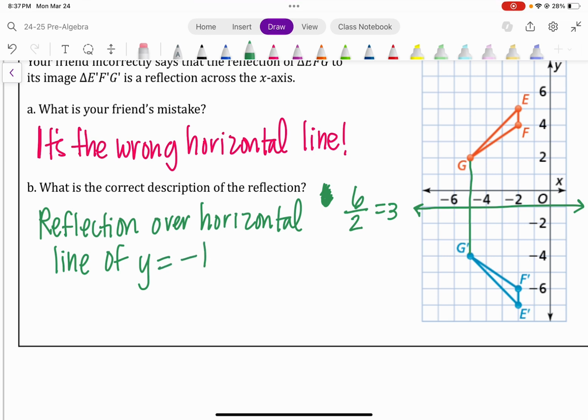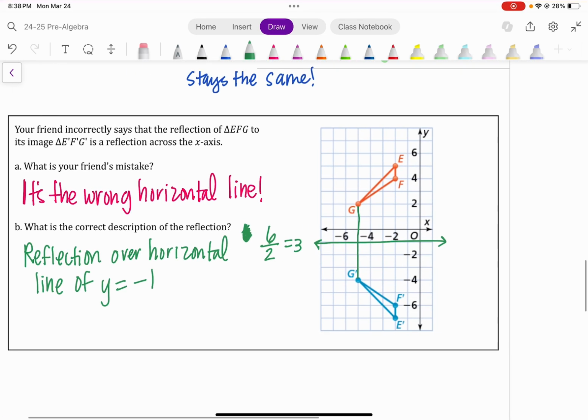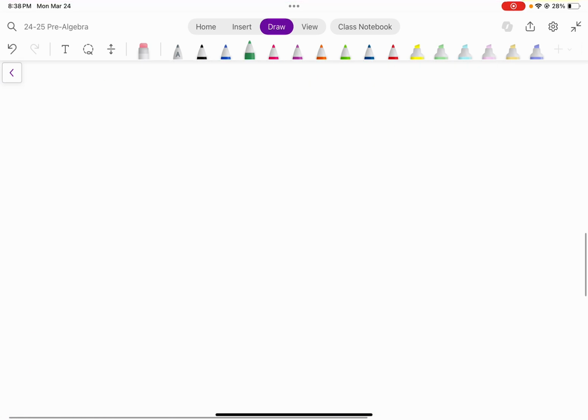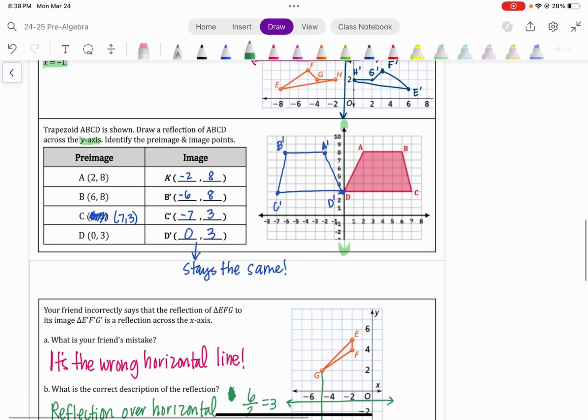So remember, if it's a line that's not the x and y axis, which are used a lot, you need to make sure that if it's cutting through the y-axis, the line is a y equals line. If it's cutting through the x-axis, the line is an x equals line. Okay, make sure you're taking your time and drawing all these out very carefully.